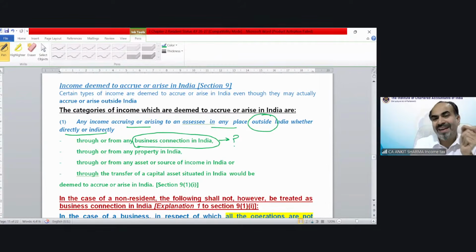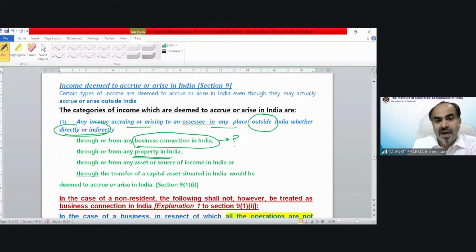If you are earning any income directly or indirectly from any property in India. So if the property is in India and you are receiving rent outside India, you stay outside India. There are multiple people who reside outside India, but they have property in India and they let out that property and earn rental income. So that rental income would also be treated as deemed to arise in India, even if the rent is actually received outside India.